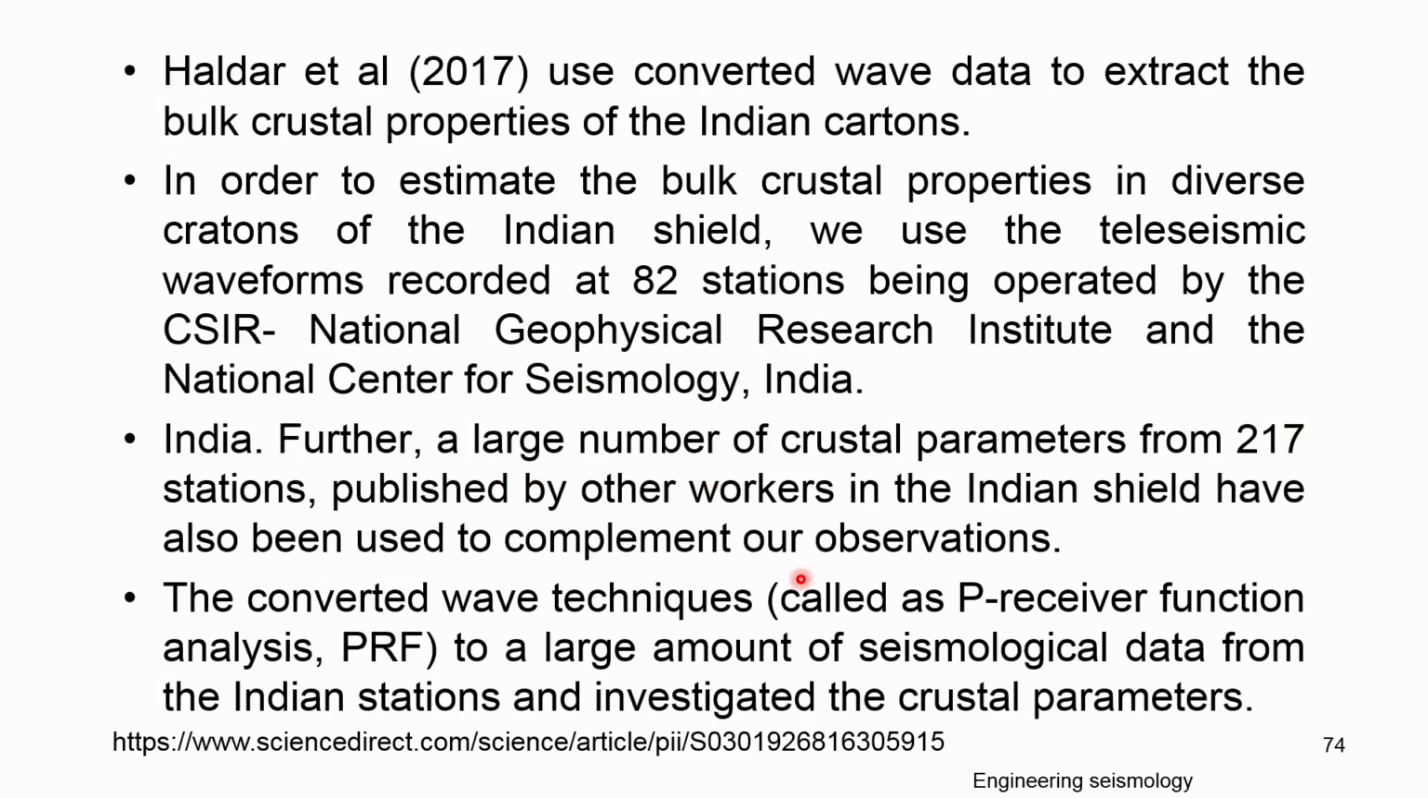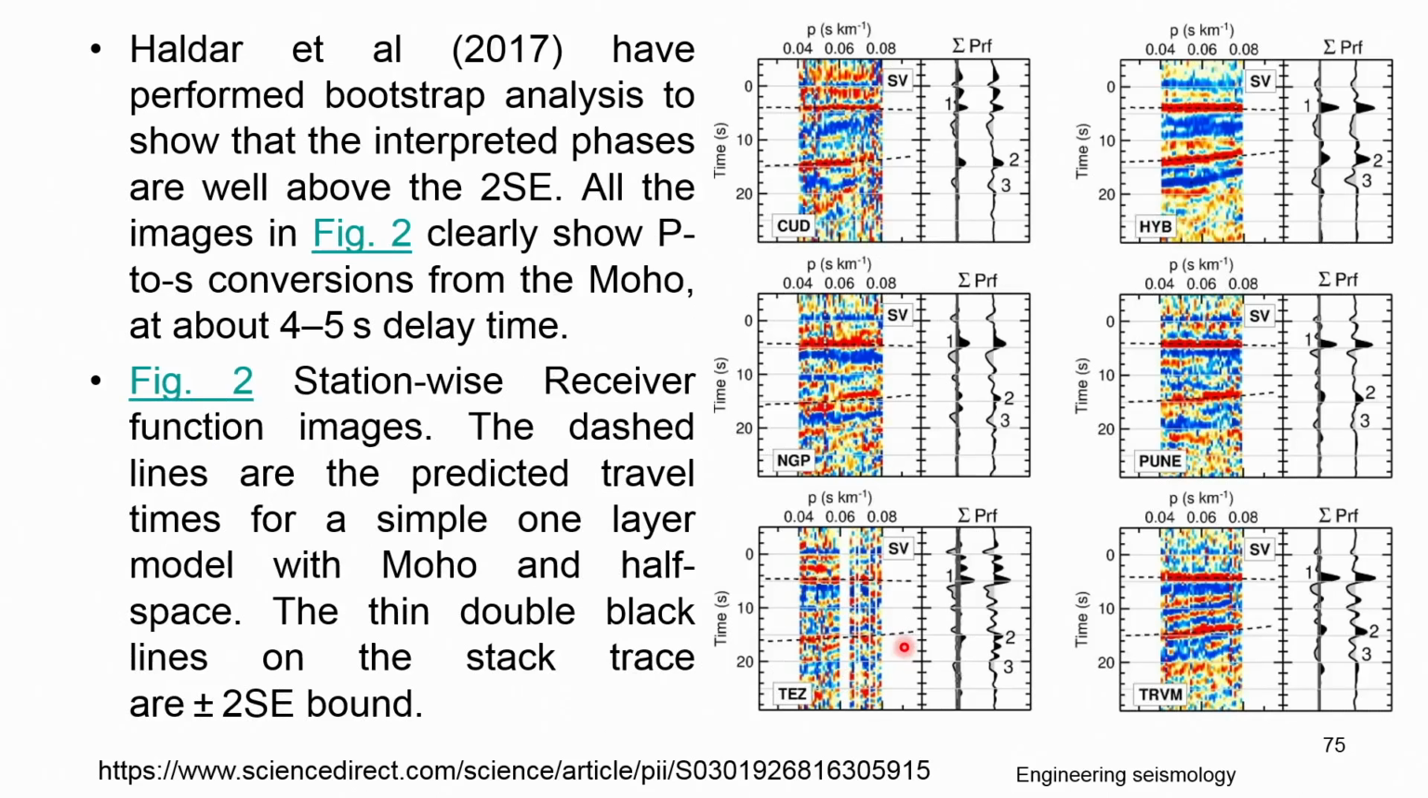Further, a large number of crustal parameters from stations published by other workers in India have also complemented our observations. The converted wave technique called P wave receiver function analysis, PRF, was applied to the large amount of seismological data from Indian stations to investigate the crustal thickness. So, you can see the waveform. Basically, they took seismic records at different places and tried to understand how these waves indicate different geological parameters, seismotectonic parameters, in the region.